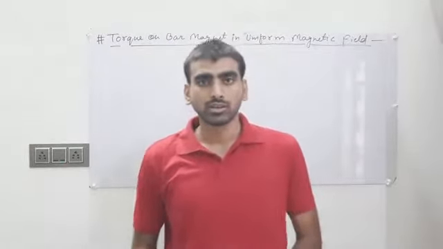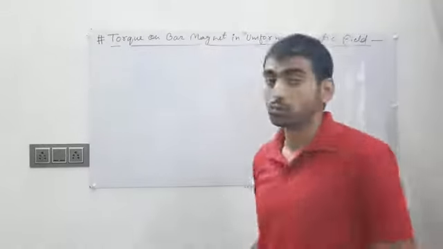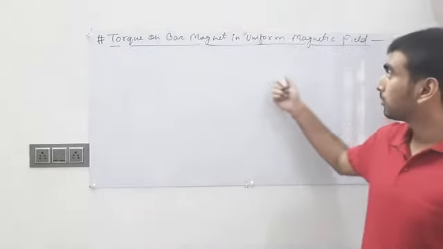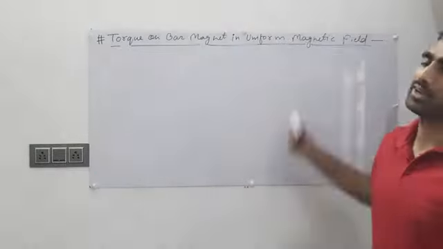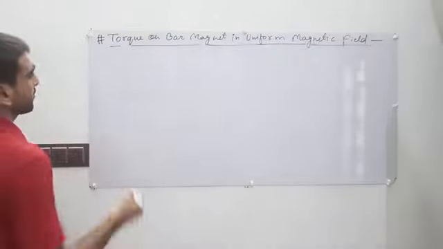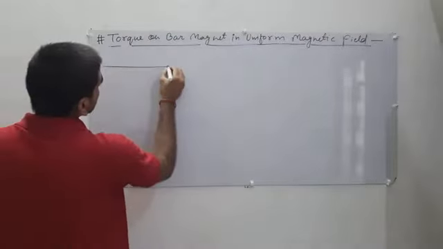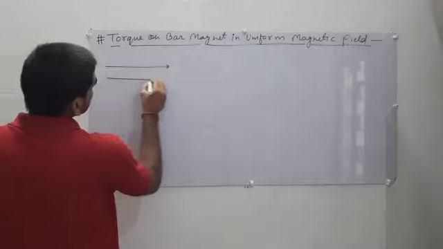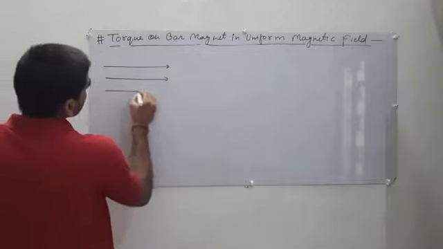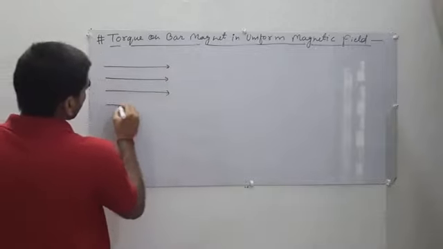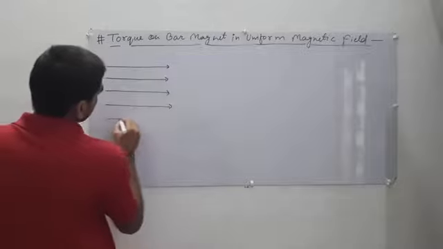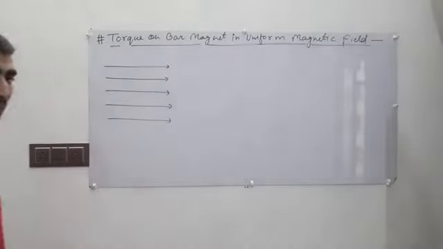Hello students, today we are going to discuss torque on a bar magnet in a uniform magnetic field. So first of all, we have to draw a uniform magnetic field. A uniform magnetic field means the field strength is the same and the direction is the same at all points. That means this is the uniform magnetic field.